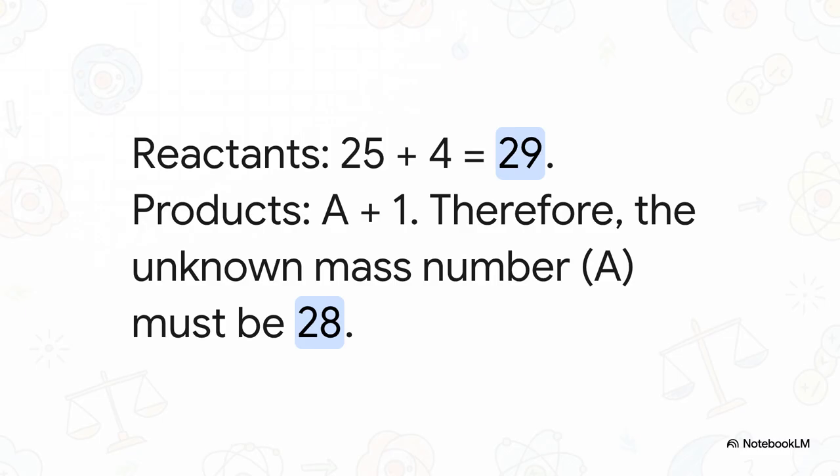Let's start with rule number 1. Conserve the mass number. So we're just looking at the top numbers. On the left side, we've got 25 from the magnesium plus 4 from the helium. That gives us a total of 29. Now on the right, we have 1 from the proton plus our unknown mass number, which we'll call A. So 29 equals A plus 1. A little quick math tells us A has to be 28.